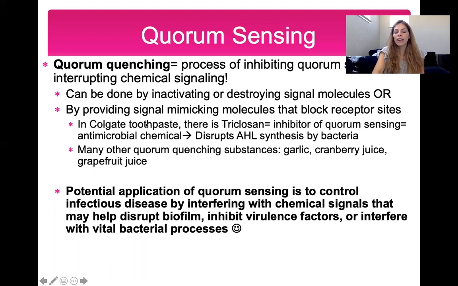Now, there is a lot of potential applications for quorum sensing in the field of medicine, because if we can understand how bacteria communicate with each other and release signaling molecules that will go on to turn on various things that can make humans sick, we can start forming quorum quenching molecules that will disrupt biofilms, stop different virulence factors, and inhibit vital bacterial processes. So the more we understand quorum sensing, the more we can play a role in quorum quenching so that we can stop this, at least in the field of pathogenesis and bacteria that make people sick.